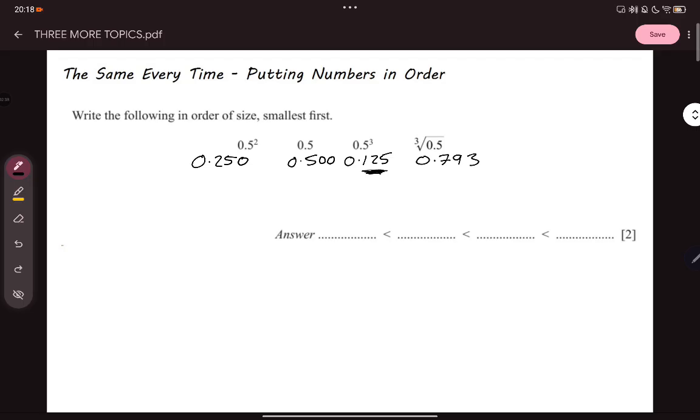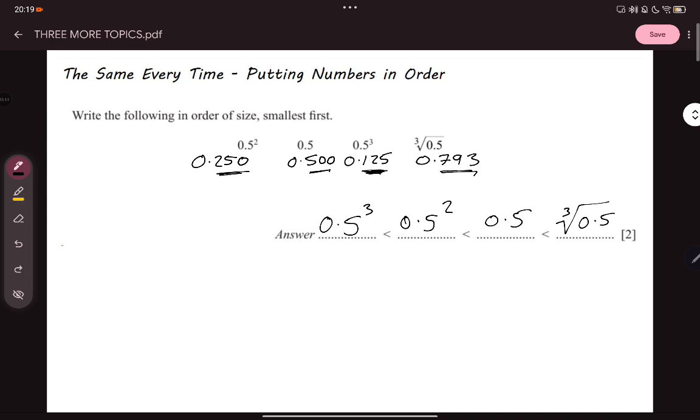So that's my smallest number, but I must write it down as it is in the original number in the question, 0.5 cubed. So next, it's going to be 250, isn't it? So 0.5 squared, and then 500, so that's just 0.5, and then 793 is cube root of 0.5. So there are my numbers in order from the smallest to the biggest.